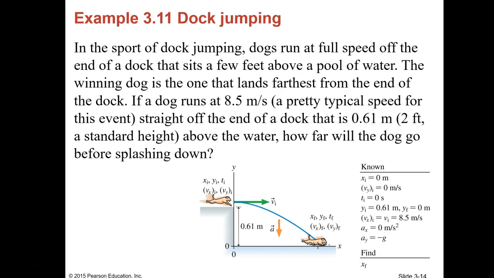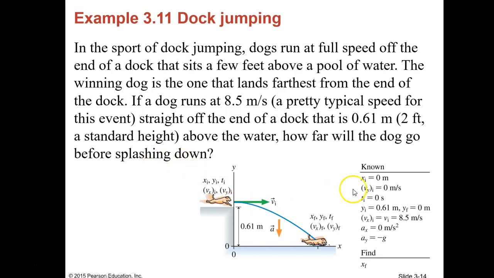So we're not going to launch things right now. They're going to go off a cliff and fall. So we have this dog running off a cliff. It could be rolling a ball off a table. Same basic idea here. The dog runs at a speed of 8.5 meters per second straight out off the end of the dock, that is 0.61 meters above the water. We want to figure out how far does the dog go before splashing down.